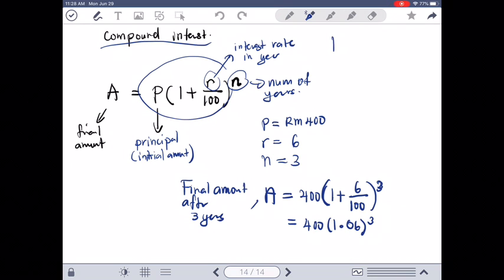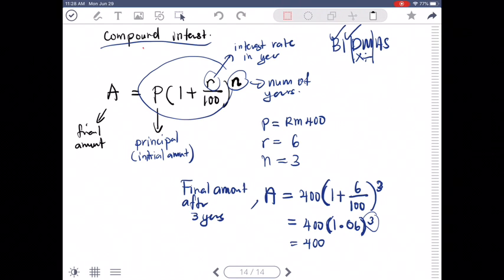So you have to follow BIDAS. Bracket goes first, then index, then only division or multiplication. So bracket goes first, then index. So we need to solve the indices first, then only you multiply with 400.